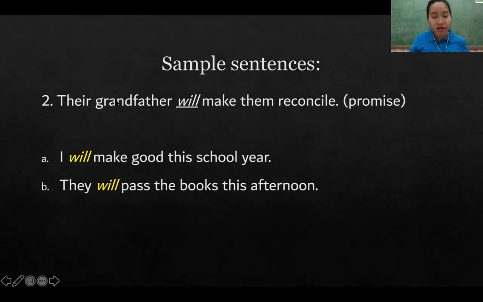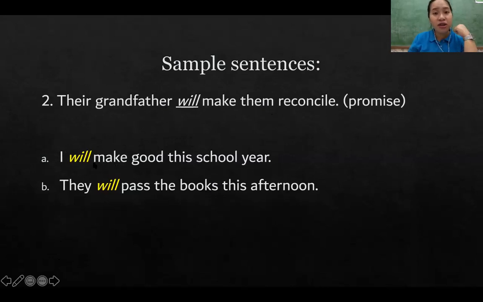Their grandfather will make them reconcile. Okay? Their grandfather will make them reconcile. So, will meaning promise. Okay? You're making a promise. Will meaning buhaton nimo. Okay? You're going to do it. Though there's a saying that promises are made to be broken. No? Pero you're about to do them. Okay? Buhaton niya nimo sila.